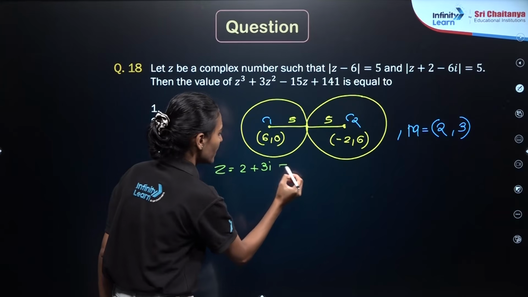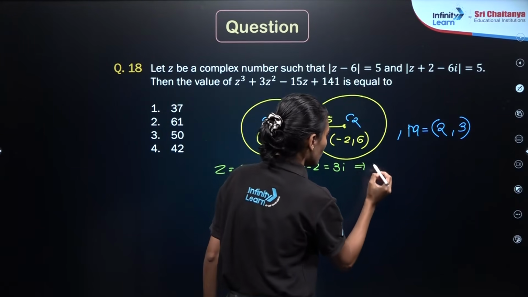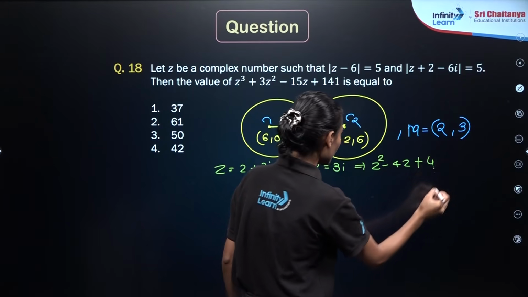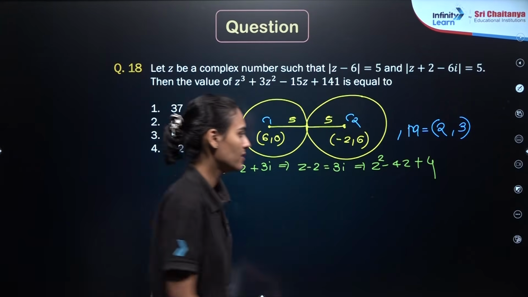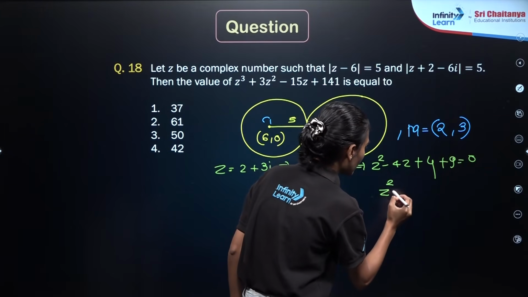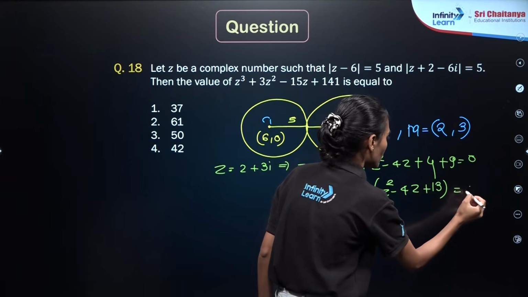So from here I will get z minus 2 equals 3i. Squaring on both sides, you will get z square minus 4z plus 4 equals (3i) whole square, which is minus 9. So it is plus 9 equals 0. From here you will get z square minus 4z plus 13 equals 0.